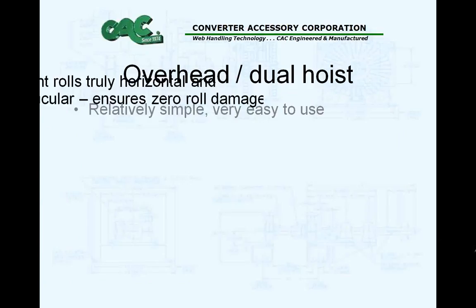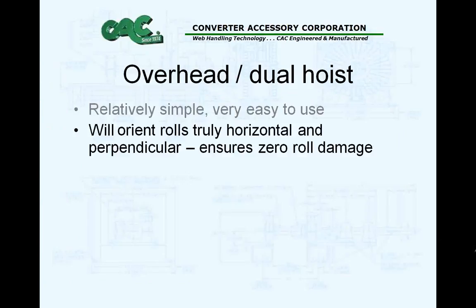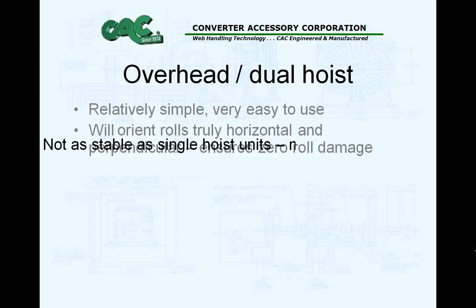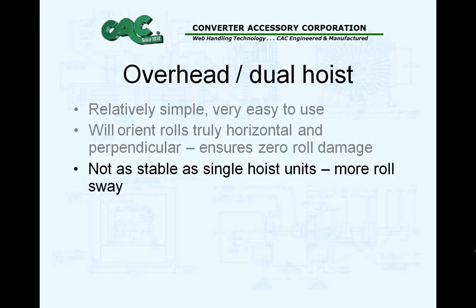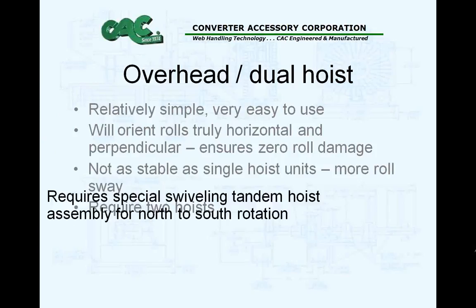They're relatively simple, pretty easy to use. The best thing about them is that they do orient rolls truly horizontal or perpendicular. So you won't damage your rolls when you're lowering them onto a table or onto the floor, and it makes it very easy to position the rolls relative to a cantilevered shaft. They're not quite as stable as single overhead hoist systems, which we're going to talk about. You do get more roll sway with these systems, and they do require two hoists to operate, so there is more cost and more complexity involved there.